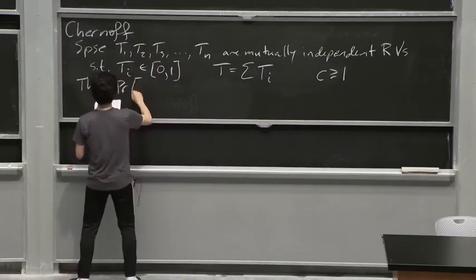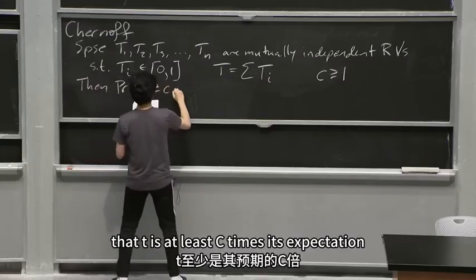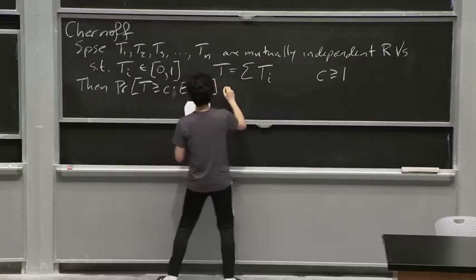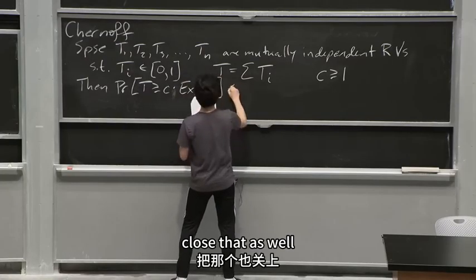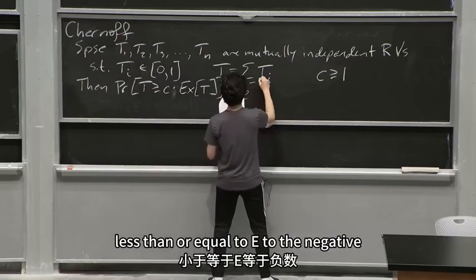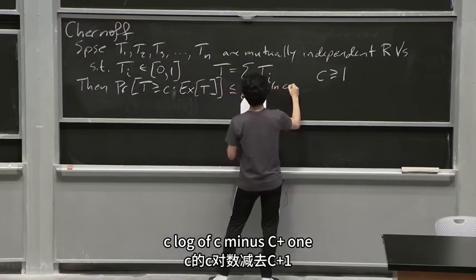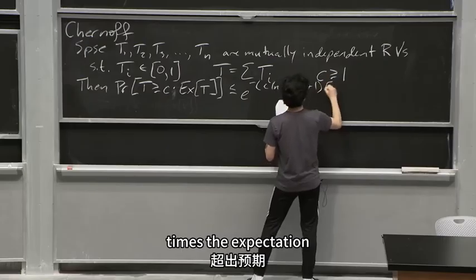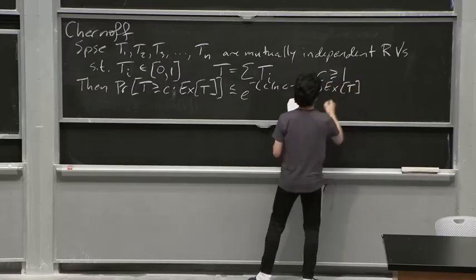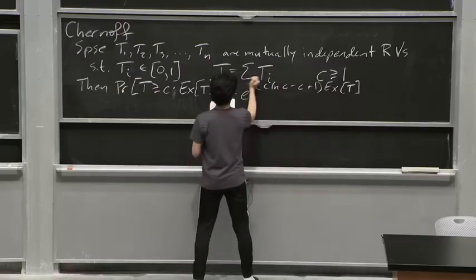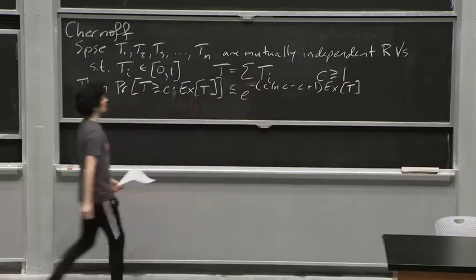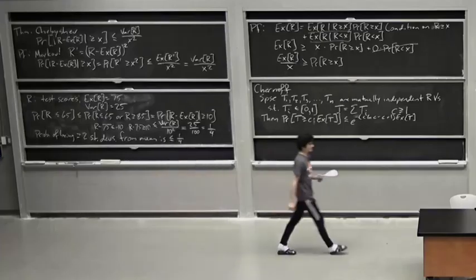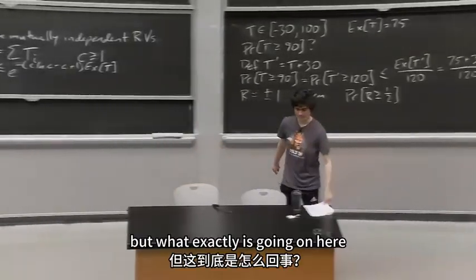The probability that T is at least c times its expectation is less than or equal to e to the negative (c log c minus c plus 1) times the expectation of T. So a little bit of a mouthful. But what exactly is going on here?